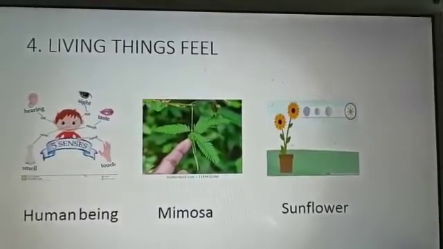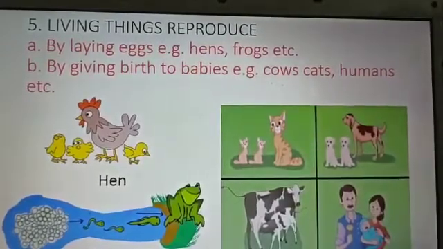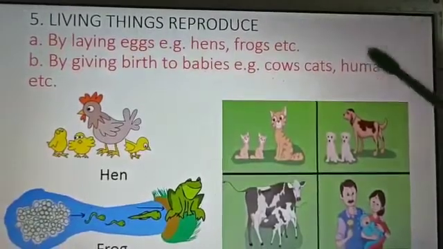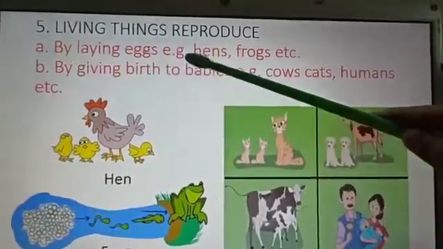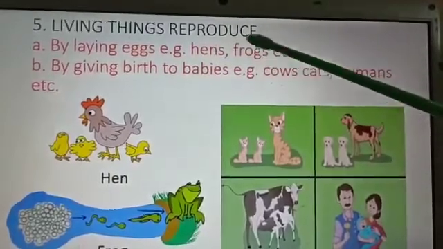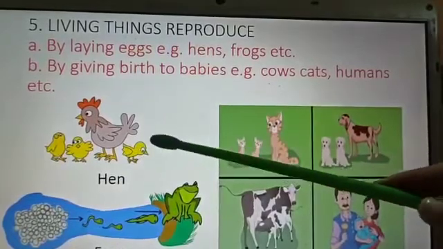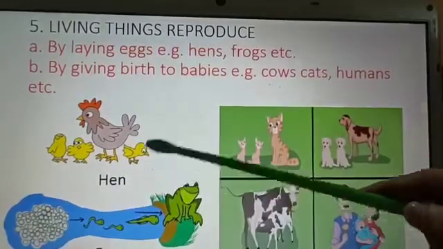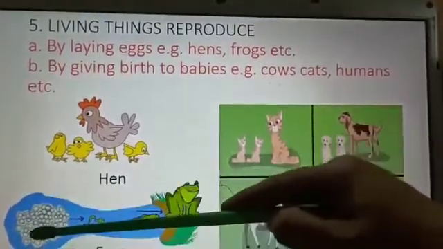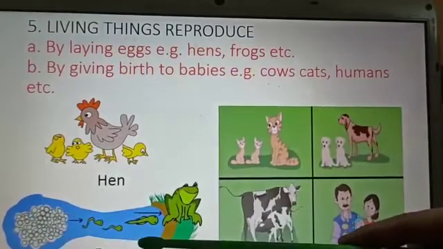The next characteristic is that living things reproduce. I have told you earlier also that living beings reproduce in 2 ways. First, by laying eggs, for example hens and frogs. The hen lays eggs and then the eggs hatch and the chicks come out. Similarly, a frog also lays a number of eggs and some of them hatch and become tadpoles.